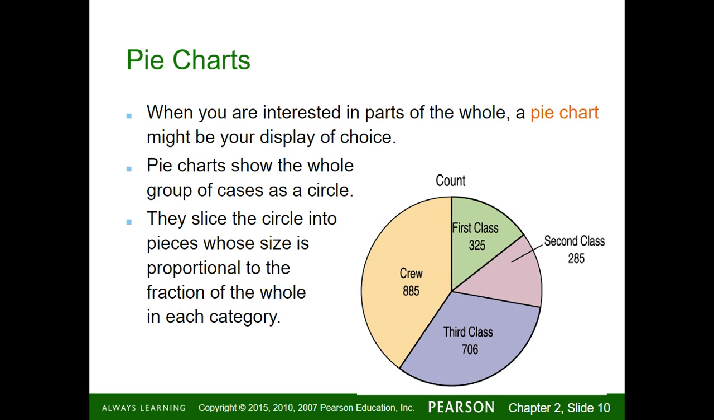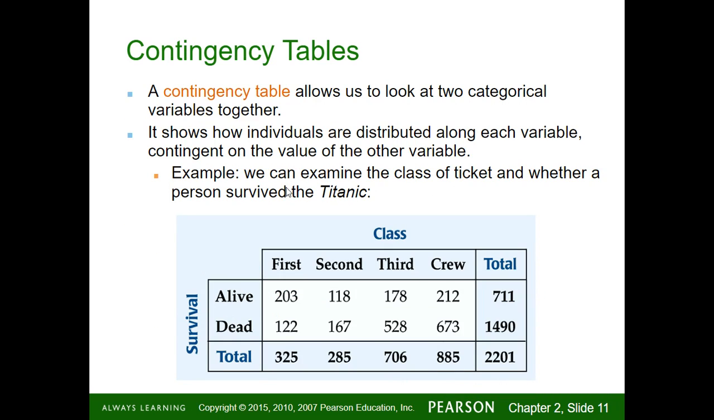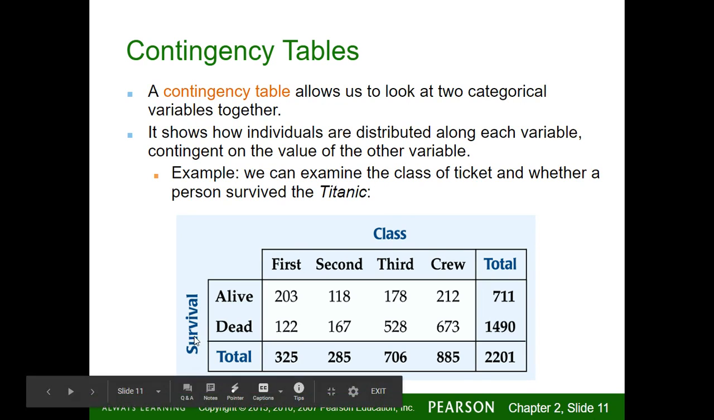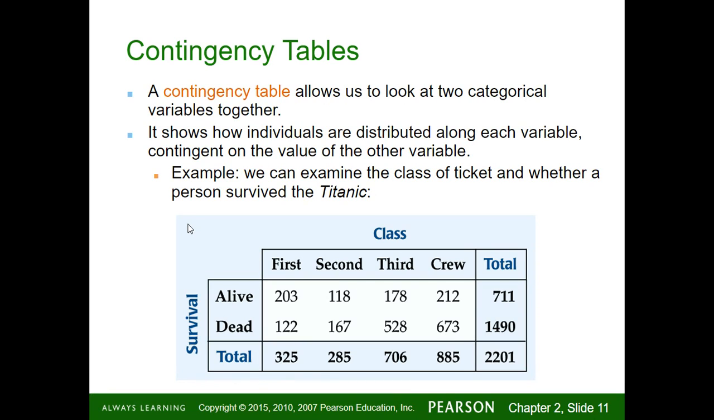Actually, we'll keep going. The next thing is the contingency table, which lets us compare 2 variables together. This is the class, first, second, third, and crew, and the survival, so people that lived and did not live. You can see it breaks it down a little more, lets us look in more detail and be a little more specific, which we'll get into in a little bit.